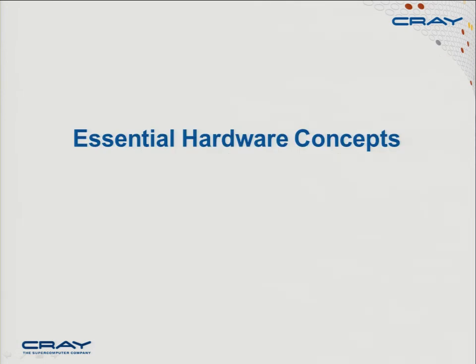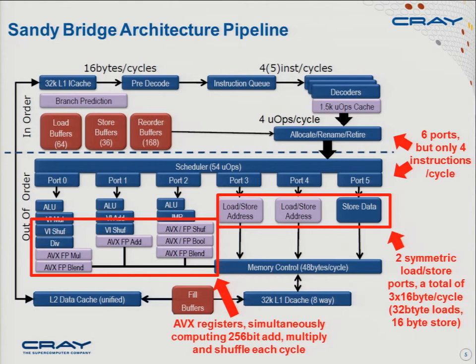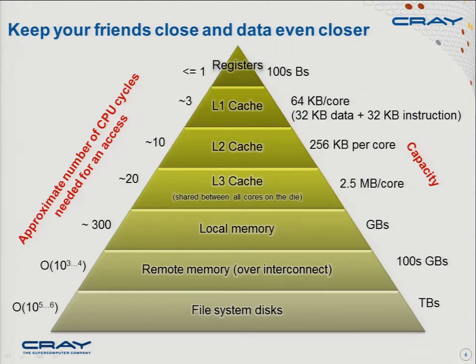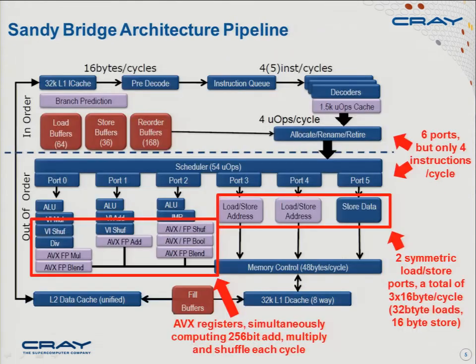So, essential hardware concepts. This is the schema of the Sandy Bridge pipeline. Easy question: is anybody understanding what this is here? All right. What I am interested in is that Sandy Bridge is called an out-of-order architecture. There are 6 ports. Each port is able to do 4 operations simultaneously.